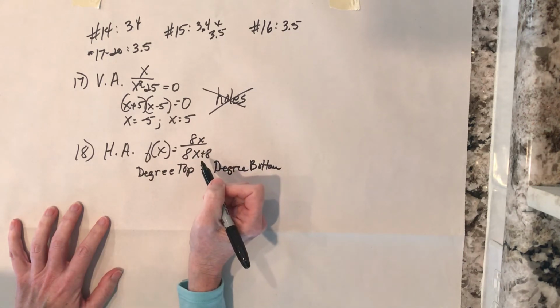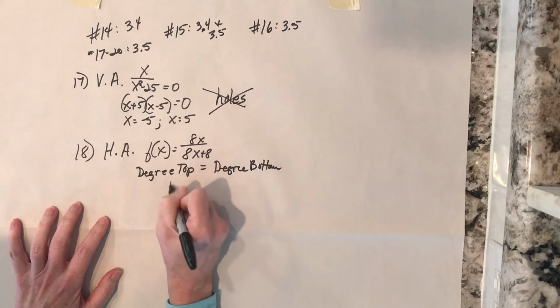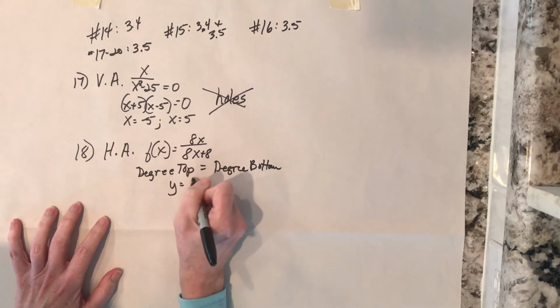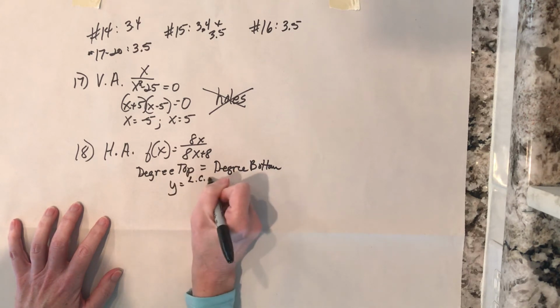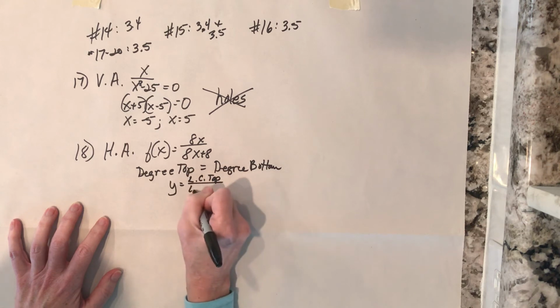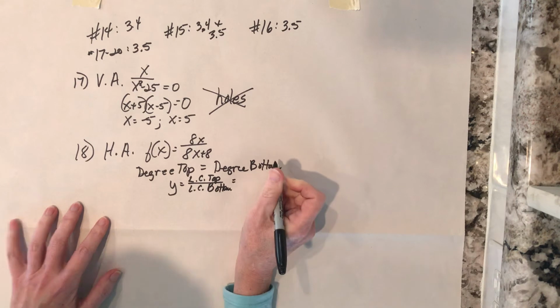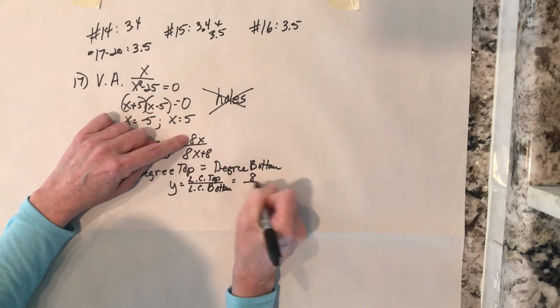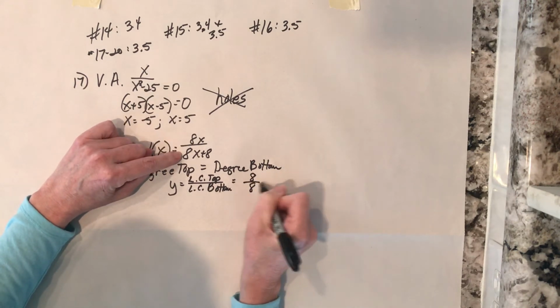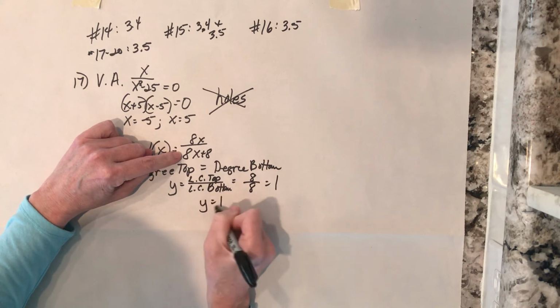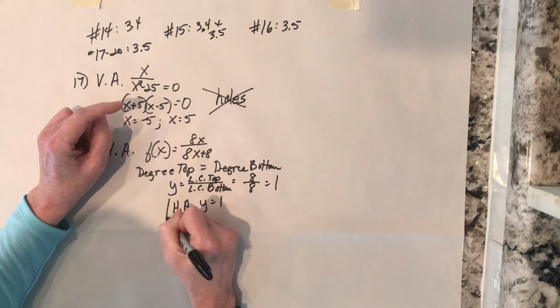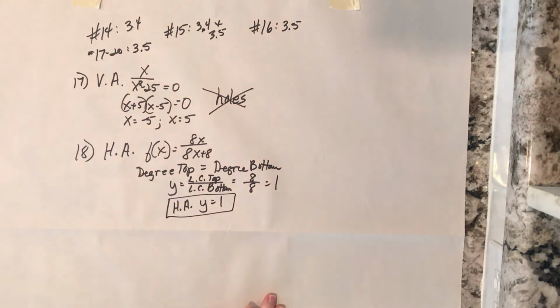What that tells you whenever they're equal to each other is that your asymptote line will be equal to the leading coefficient of the top divided by the leading coefficient of the bottom. So in this case, the leading coefficient of the top is 8. The leading coefficient of the bottom is 8. So our horizontal asymptote is y equals 1. So y equals 1 is your answer.